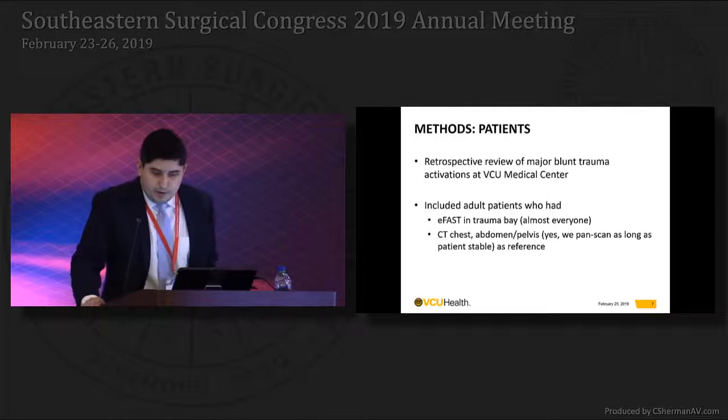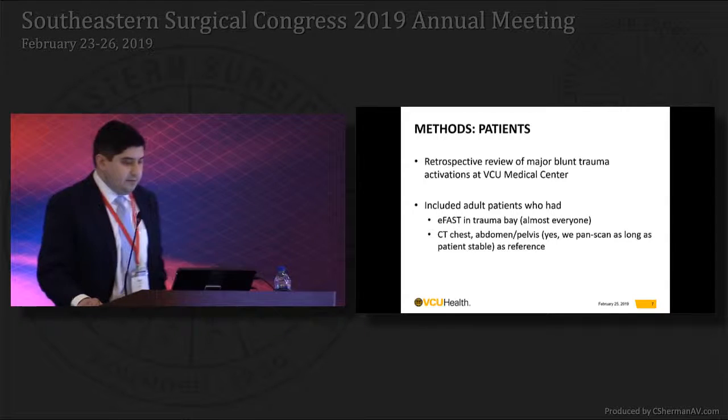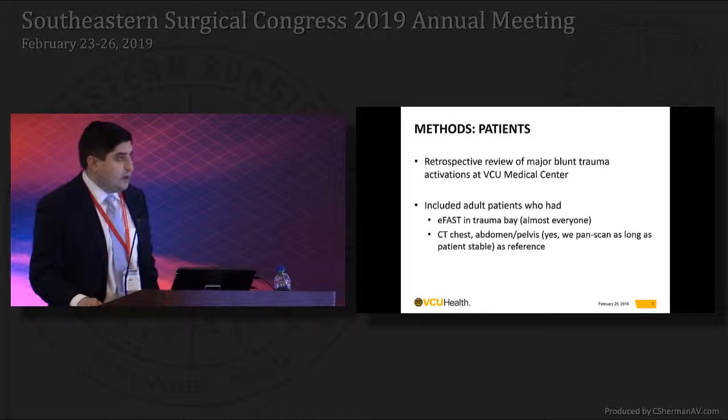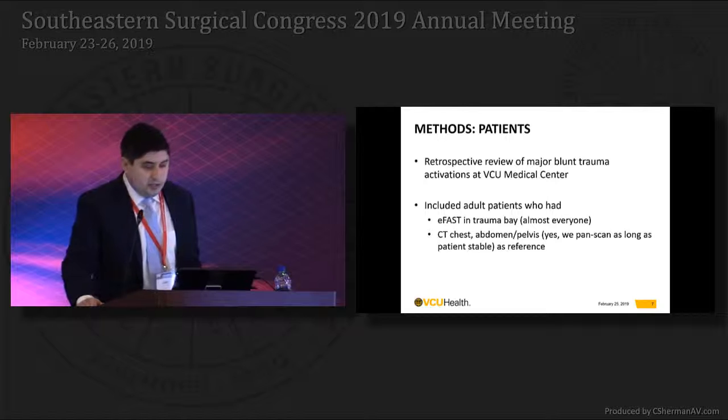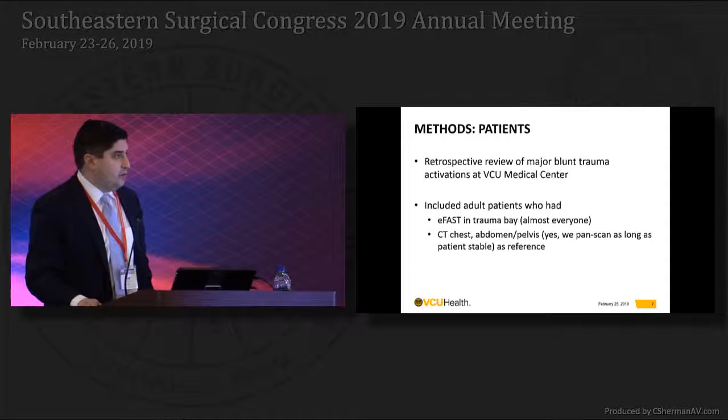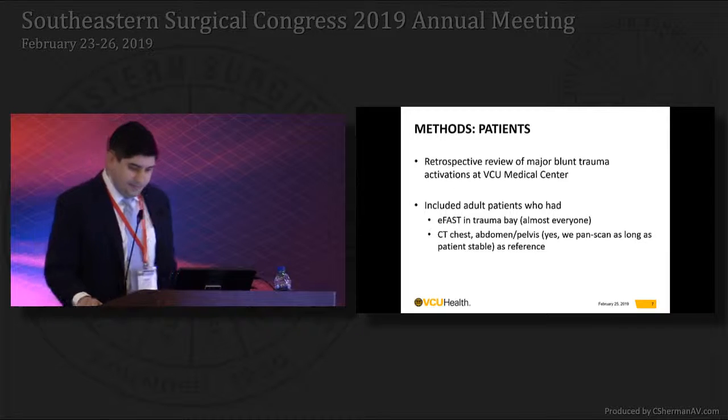So we performed a retrospective review of major blunt trauma activations at VCU Medical Center, which is a level 1 trauma center. We included adult patients who had EFAST in the trauma bay, as well as CT chests and abdomen and pelvis. And yes, it is protocol at our institution to essentially pan scan everyone who is hemodynamically stable.